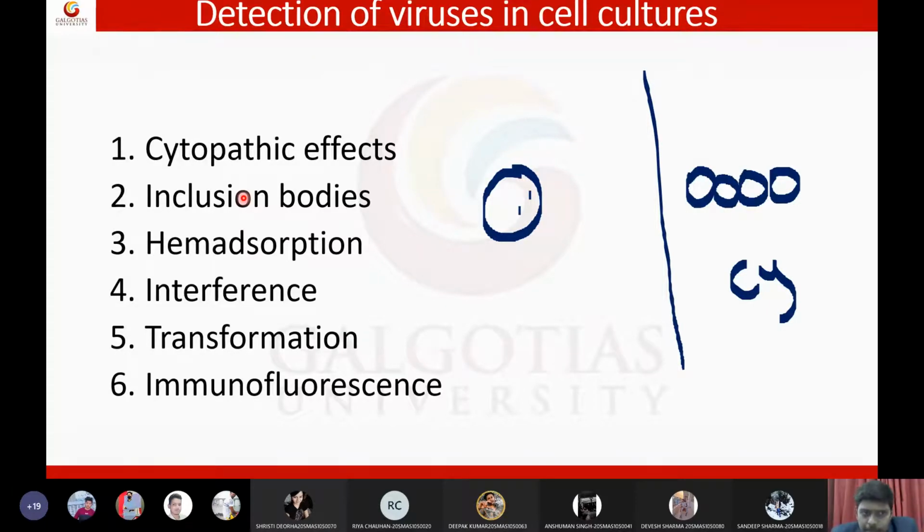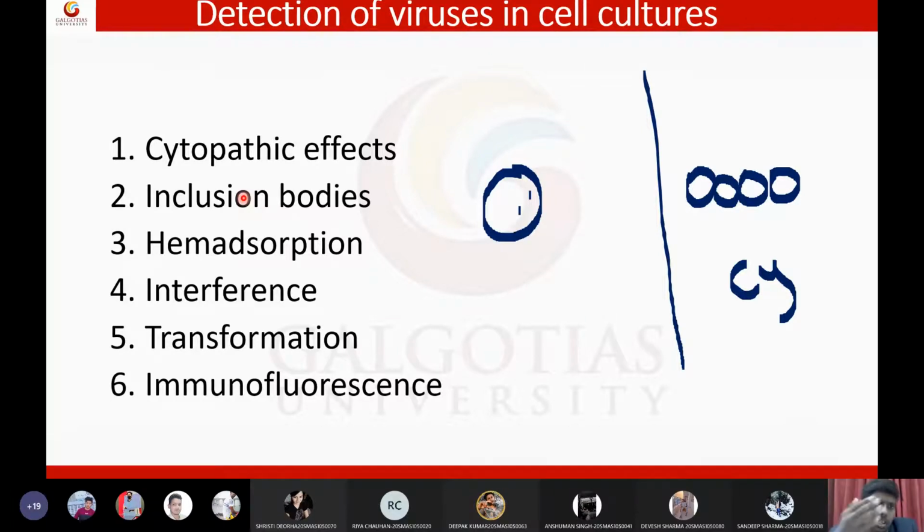Interference test is based on the idea that only one virus can inhabit a single cell. So no two viruses can be present in a single cell. Depending upon this principle, we can detect a non-cytopathogenic, non-inclusion body virus via this interference test by addition of a challenge virus such as measles, or a cytopathic virus. So non-cytopathogenic viruses can be detected with the help of a cytopathic virus. That's it. Then transformation.